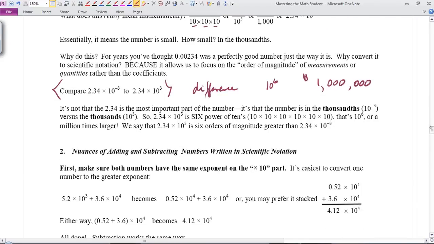It's not that the 2.34 is the most important part of the number, it's the order of magnitude. Oh, now that might be a new phrase for you. The order of magnitude. So when I talk about a million, it's on the order of magnitude of 6. So if we're talking 1,000, the order of magnitude is 3. If we're talking 1,000th, the order of magnitude is to the minus 3.